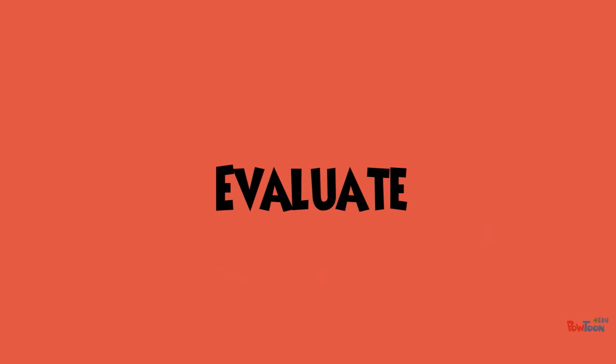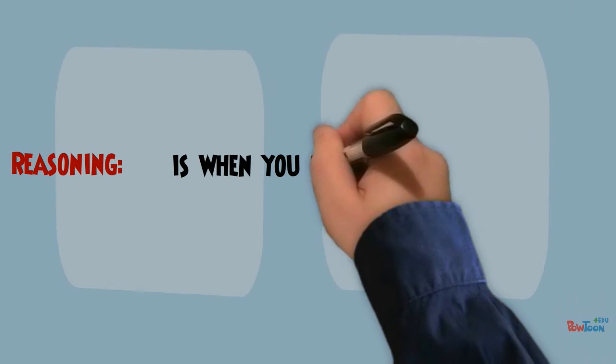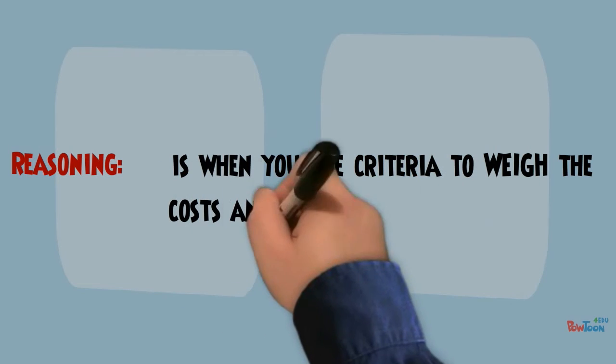The class is ready to evaluate each alternative according to how well it matches each criterion. Ms. Adams will use a plus for a good match or a minus for things that are not a good match. Let's listen in on this process. Do board games and puzzles allow you to play with friends? Yes. Do you get exercise by watching a movie? No. Listen to all this great reasoning. Reasoning is when you use criteria to weigh the costs and benefits of each alternative.